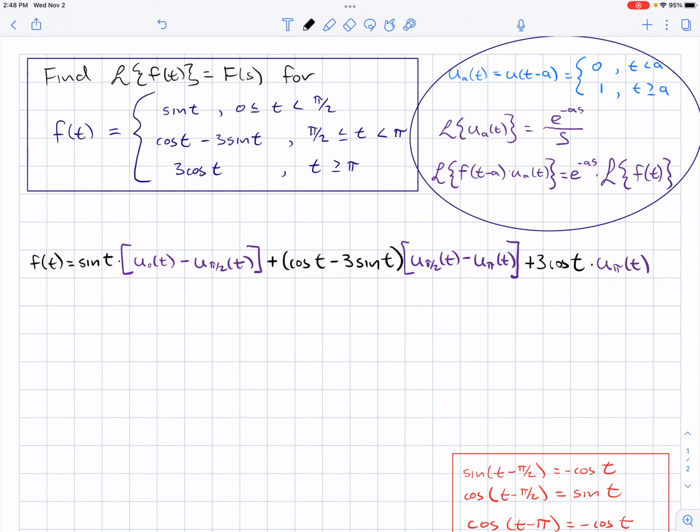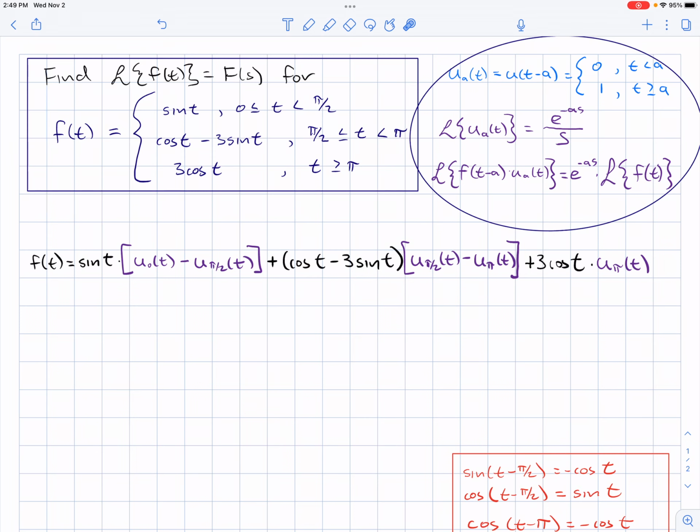Hi everyone. So here we are going to do the Laplace transform of this piecewise function. And we're going to use the step function to help us out along the way, along with the Laplace transform of the step function.